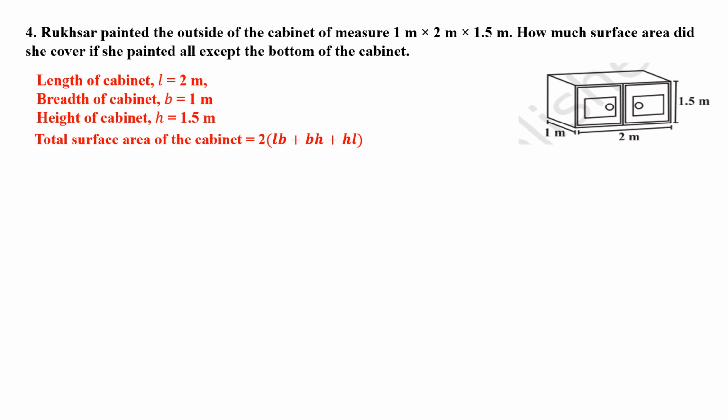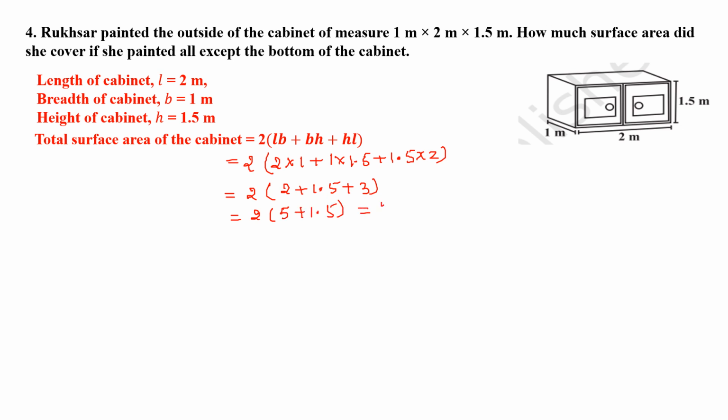So let's find it. From here it will be 2 into length is 2 meter, breadth is 1 and height is 1.5 meter. I'm going to substitute all the values here, and if I solve it, it will be 2 plus 1.5 plus 3, which will further give me 5 plus 1.5. So it is 2 into 6.5, which will give me 13 meters. So this is the total surface area of the cabinet.